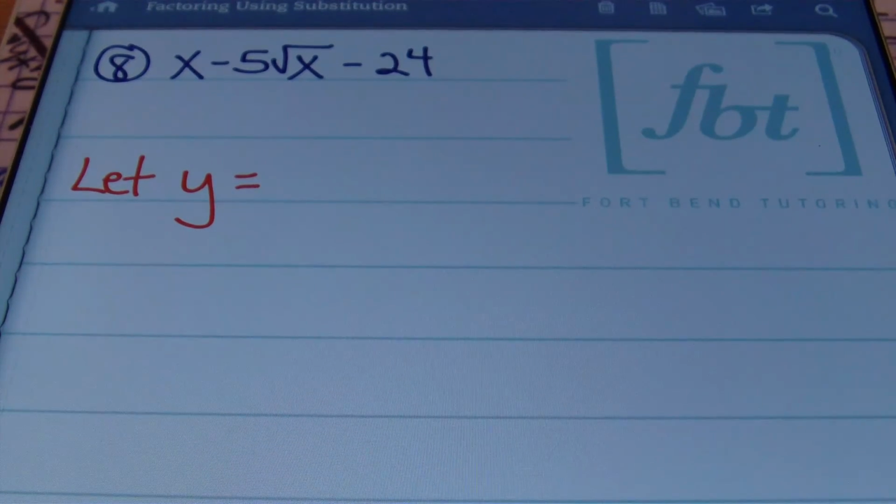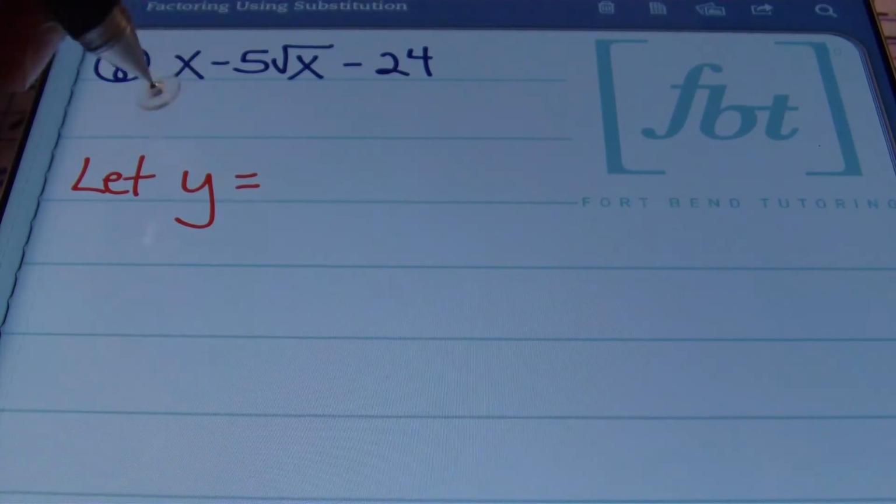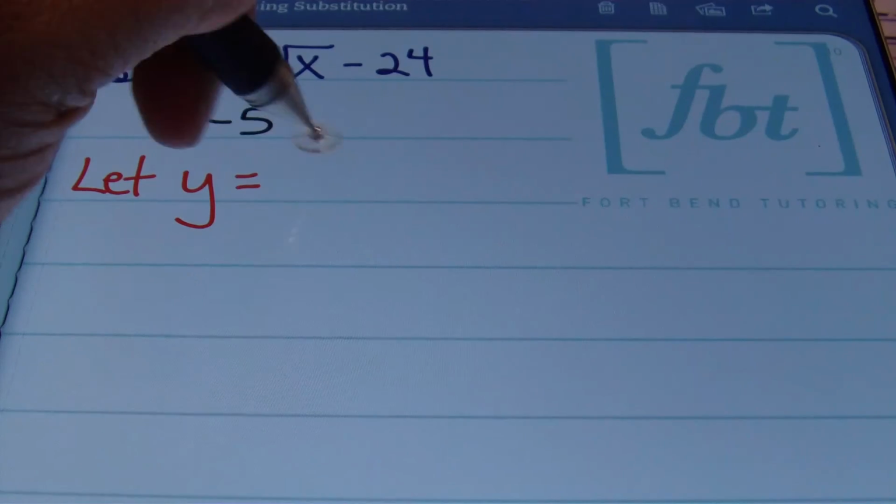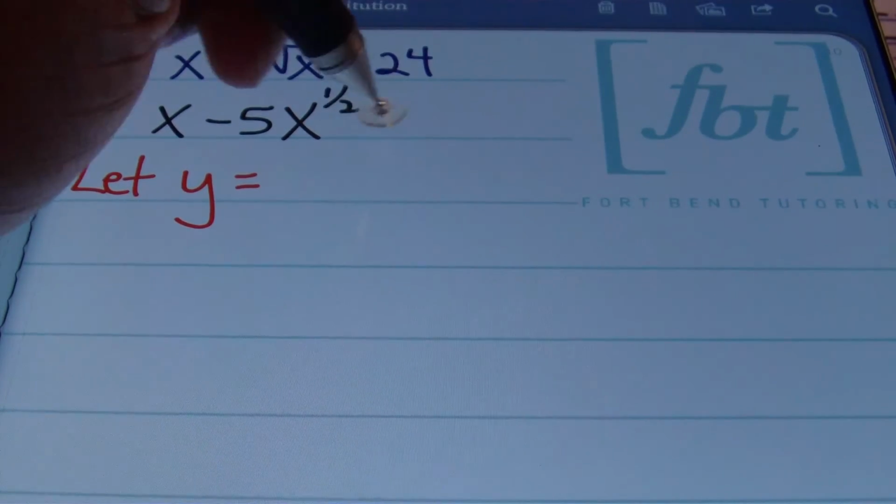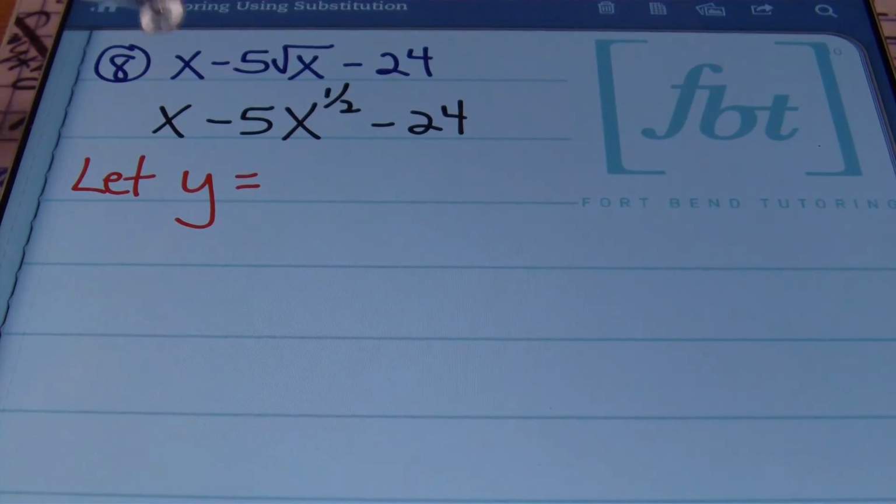For problem number 8, we have x minus 5 times the square root of x minus 24. We're definitely going to use substitution in this problem, and I want to show you that this could be rewritten in exponential notation as x minus 5x to the 1/2 power minus 24. I did that to show you that your first exponent here is going to be twice as much as your middle term's exponent, which means that it's quadratic in nature.